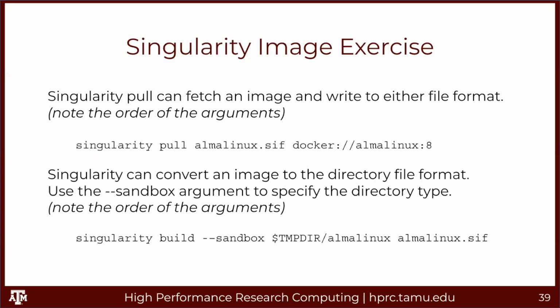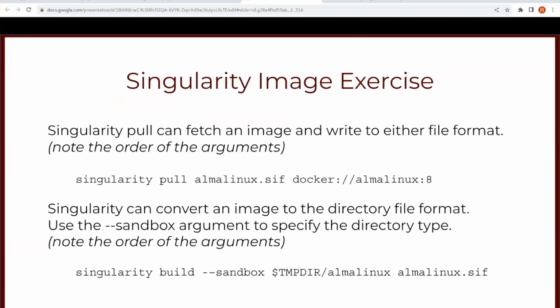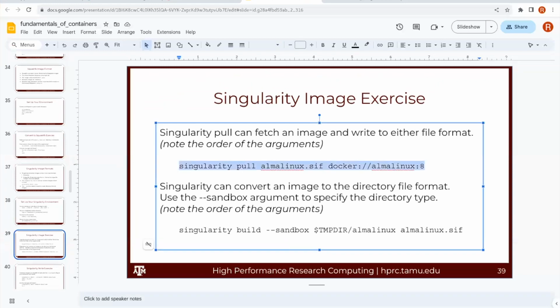So note the order of the arguments. This time is destination first, source second. Why is it different? I don't know. Charliecloud did it one way, Singularity did it the other way. I guess it's a preference thing. So it's Singularity pull destination almalinux.sif source docker://almalinux:8. Remember, with Singularity, you do need to specify the URL at least in shorthand. So let's copy that over here.